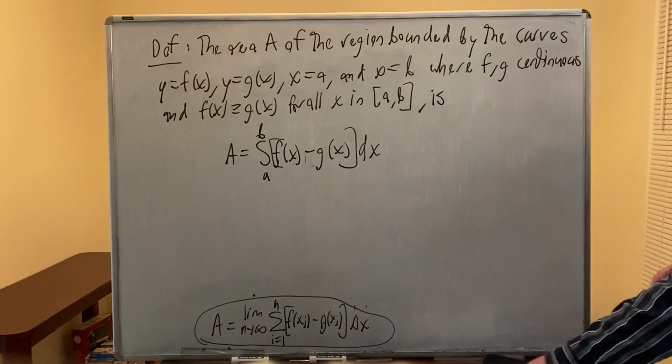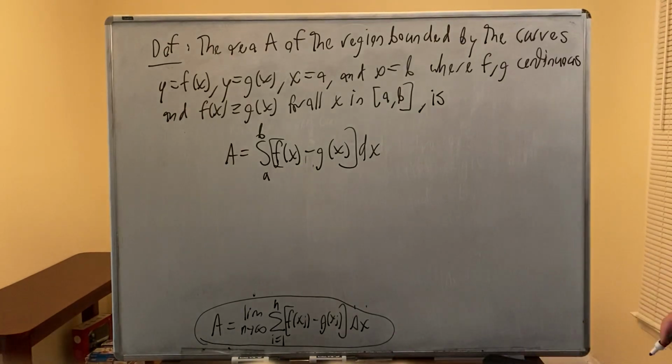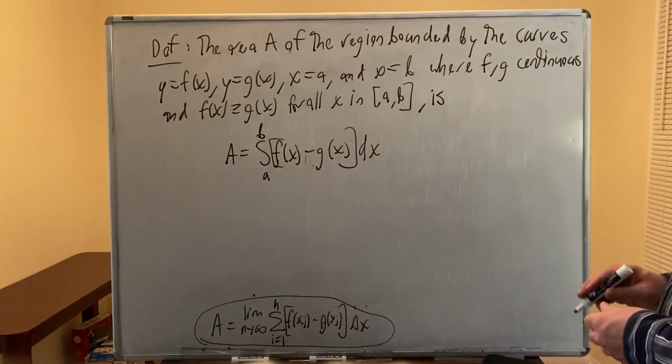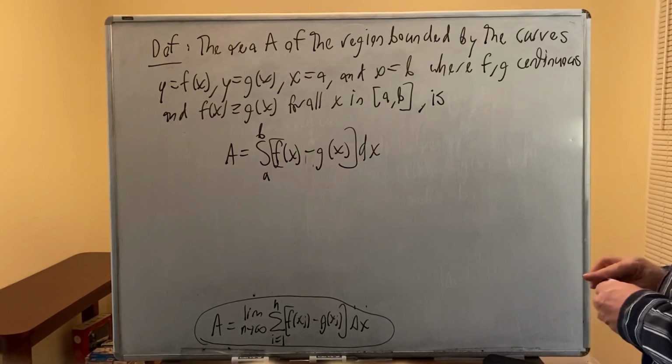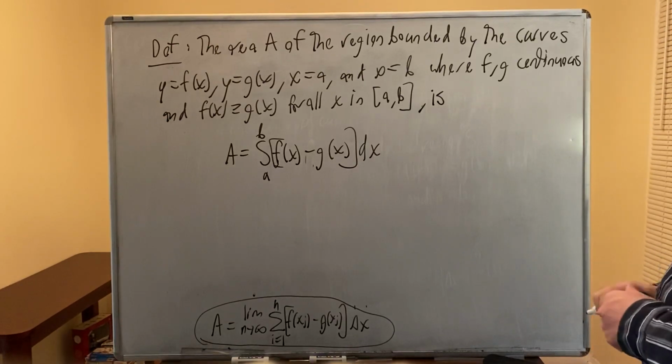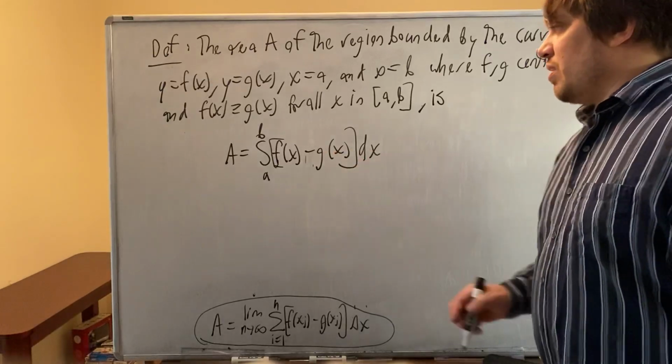Okay, so the area A of the region bounded by the curves y equals f of x, y equals g of x, x equals a, and x equals b, where f and g are continuous, and f of x is greater than g of x for all x in the interval [a, b], is that.